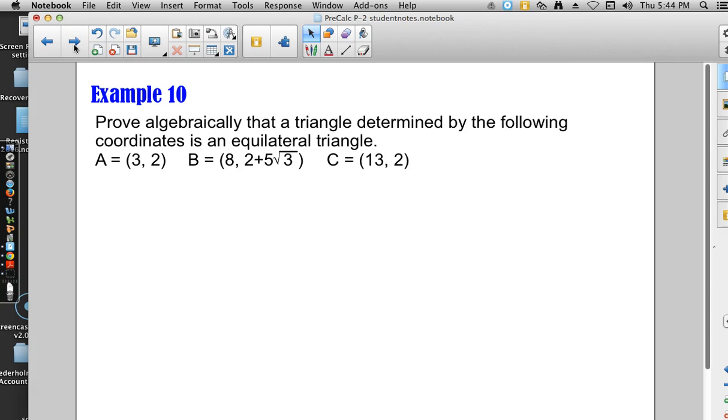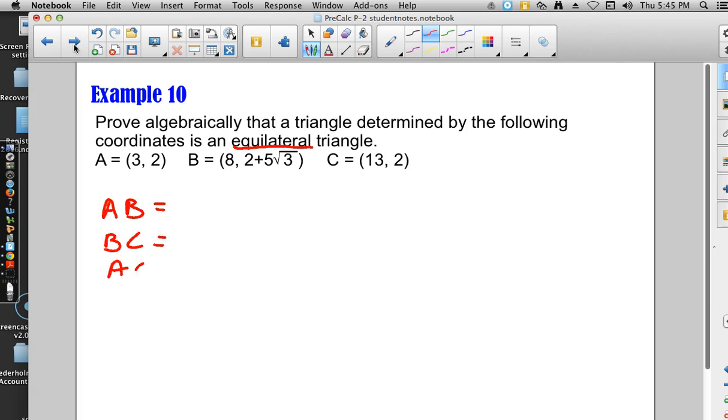And example 10 says, prove algebraically that a triangle determined by the following coordinates is an equilateral triangle. Ooh. Memory banks, equilateral. All the sides are the same length. Oh, well, we're going to have to figure out the distance from A to B, the distance from B to C, and the distance from A to C to make that happen. We have to show that they're all going to be the same length.